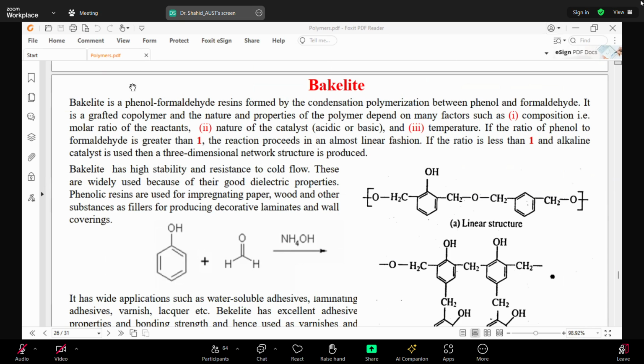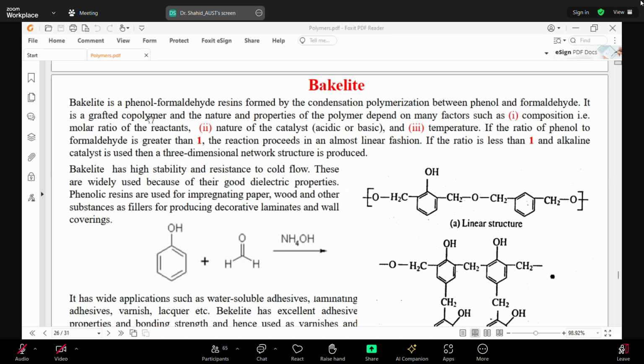For example, bakelite is a phenol formaldehyde resin, formed by condensation polymerization. So do you know what is phenol? A benzene structure containing one OH group. Okay, phenol. And formaldehyde, HCHO, the first member of the aldehyde series. Condensation polymerization between phenol and formaldehyde.